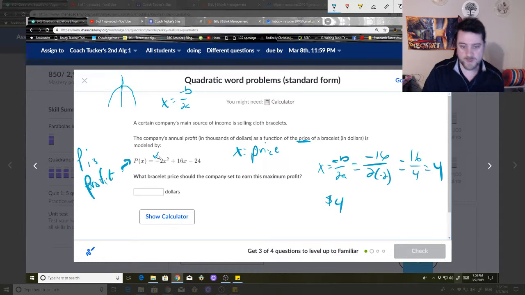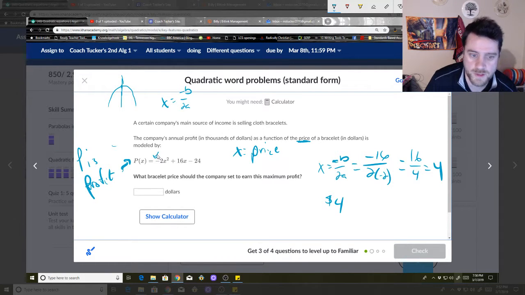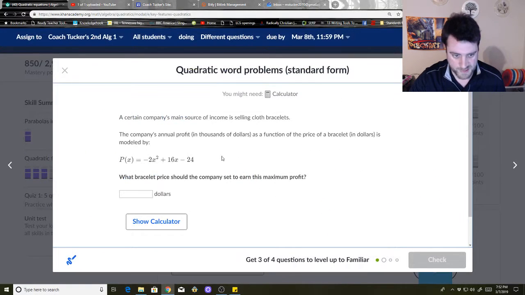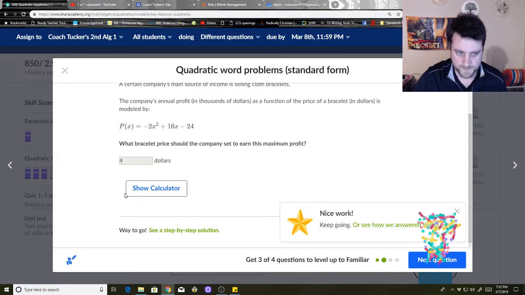What is that profit? Well, you would just plug in 4. Now, obviously, we don't have to do that. That's not something we're required to do. But we could if we wanted to. We could plug in 4 into there, and we could find what the profit would be. But we were not tasked to do that, so we will not.